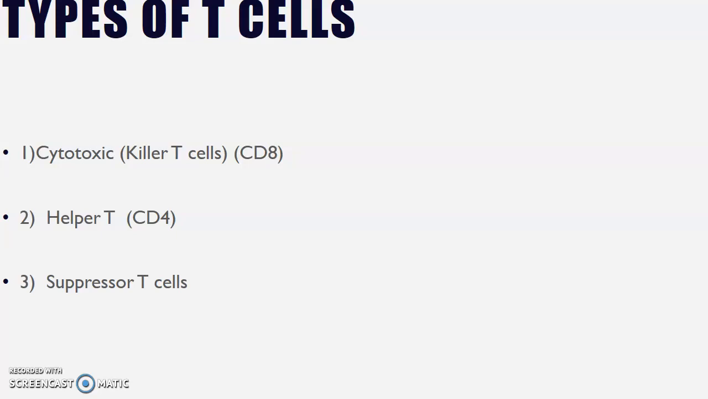We have the helper cells. The helper cells are the CD4s. They're going to give us an assessment status of the competency of the immune system. So when we look at HIV, we look at the helper T cells to see what is the CD4 load. The suppressor T cells reduce the production of immunoglobulin against certain antigens and prevent overproduction.